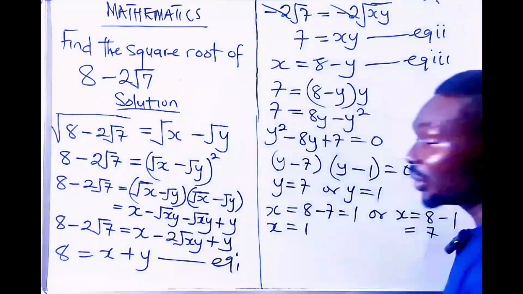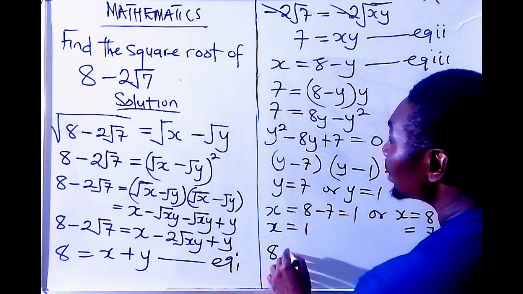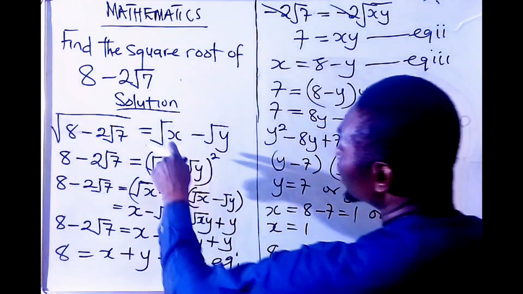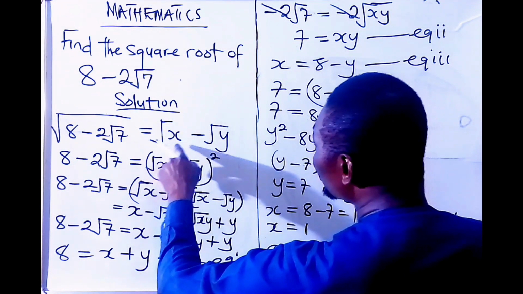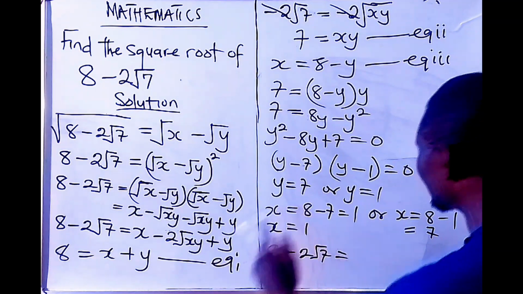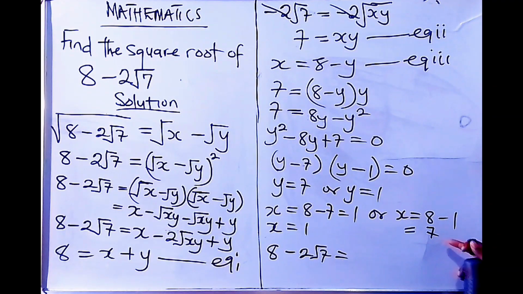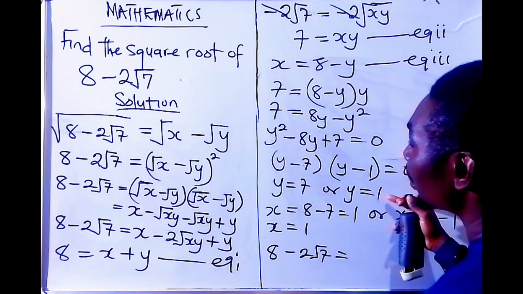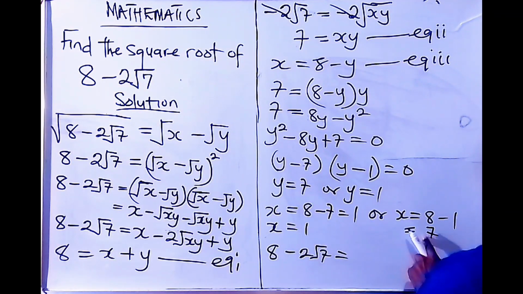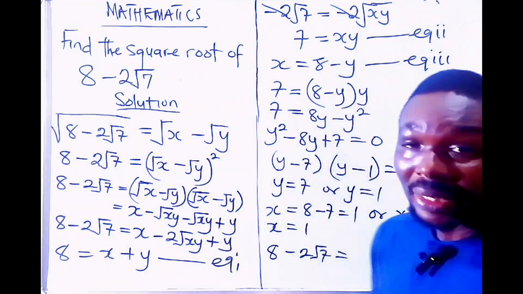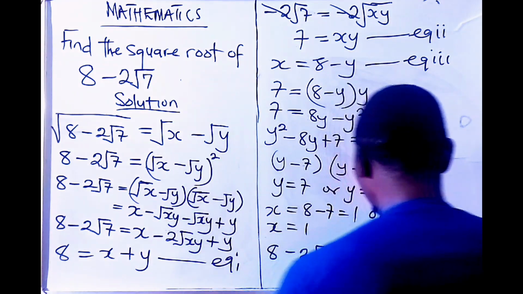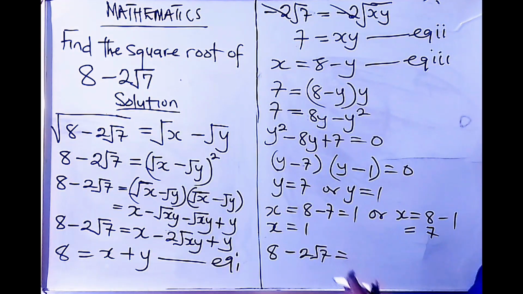Now, at this point, from the beginning, the square root of 8 minus 2 root 7 is equal to the square root of x minus the square root of y. We have gotten our x to be 7 or 1. But remember, your x has to be greater than y. Therefore, we are going to consider our x to be 7.